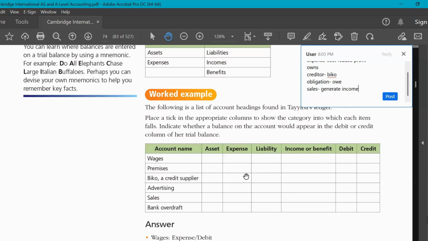So again, I will give you another summary. Let's have this one. When we say debit, you have the business owns.